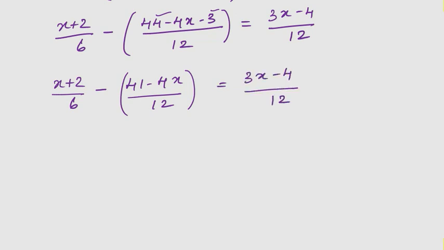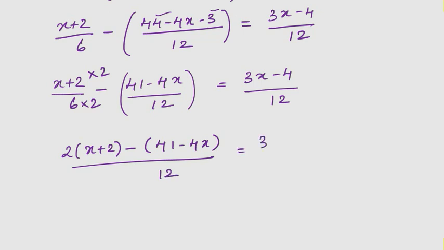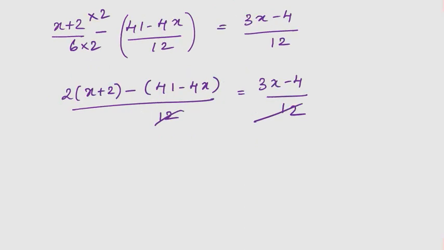So in the LHS we'll take LCM of 6 and 12. So if we take LCM, the answer is 12. So multiply here the numerator by 2. So 2 multiplied by x plus 2 minus of 41 minus 4x divided by 12 is equal to 3x minus 4 divided by 12. So 12 and 12 will get cancelled. We will multiply the terms. We get 2x plus 4 minus 41 plus 4x is equal to 3x minus 4.